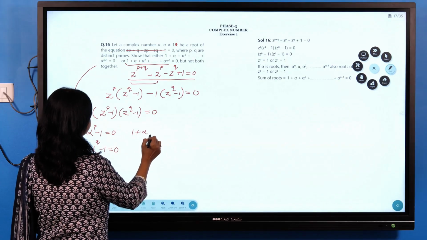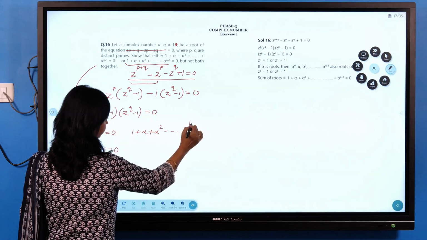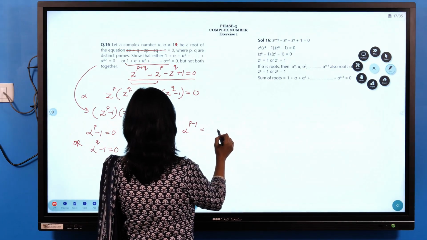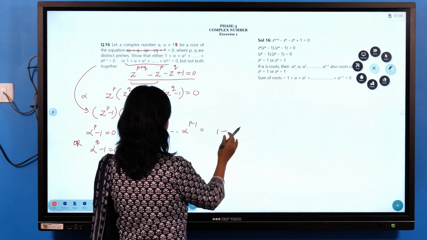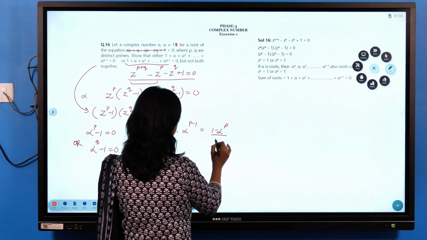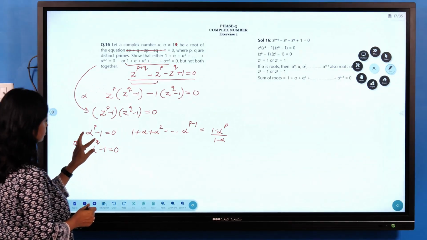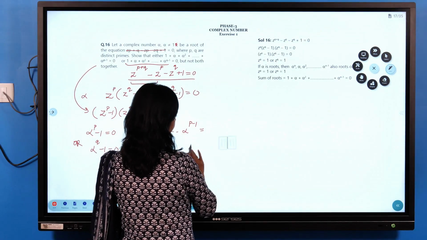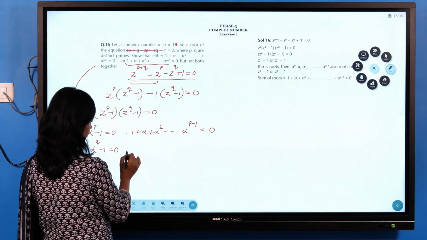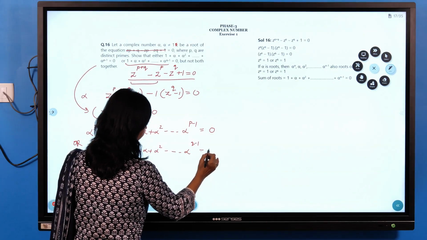So 1 plus alpha plus alpha square up to alpha to the power p minus 1, by summation, is nothing but 1 minus alpha to the power p over 1 minus alpha. We know that alpha is not equal to 1, so this whole thing is going to be 0, as alpha to the power p is equal to 1. So from summation also we come to this, and this is a very known expression. And similarly 1 plus alpha plus alpha square up to alpha to the power q minus 1 is equal to 0.